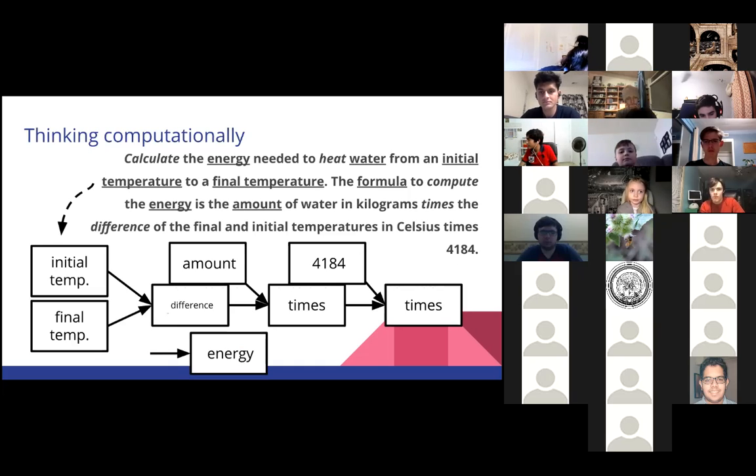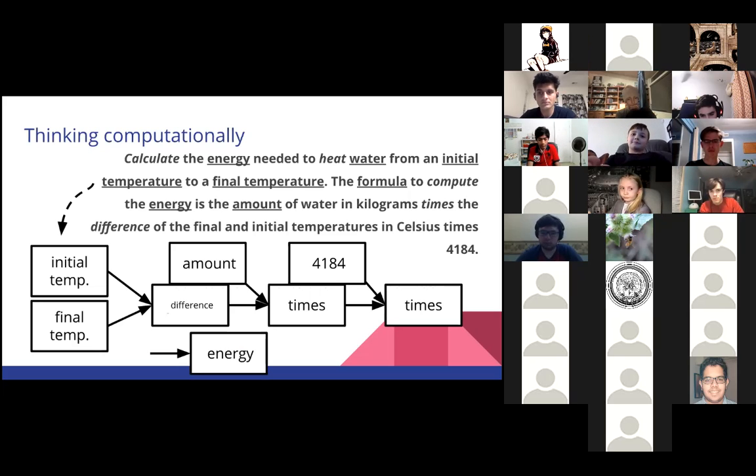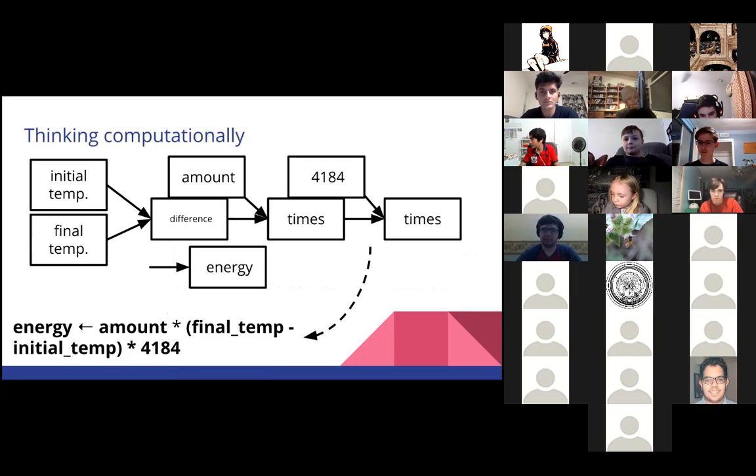So we first translate that into our conceptual model, as again represented by the flowchart. We start with our initial and final temperatures, and we enter that into our chain of verbs, which are now operators. So we take the difference, then we multiply it with the amount, and then we multiply it with 4,184, and we store that in the energy, which gives us the right answer, which again is in the more familiar computer science notation. We store amount times final temp minus initial temp times 4,184 in energy.